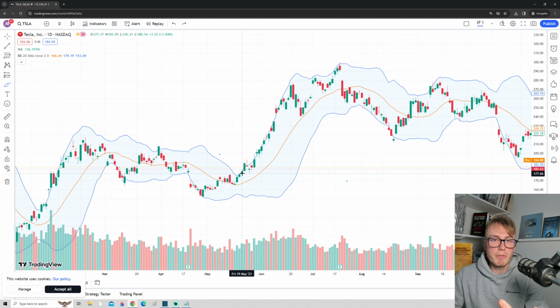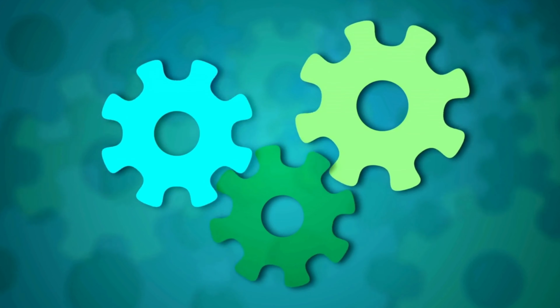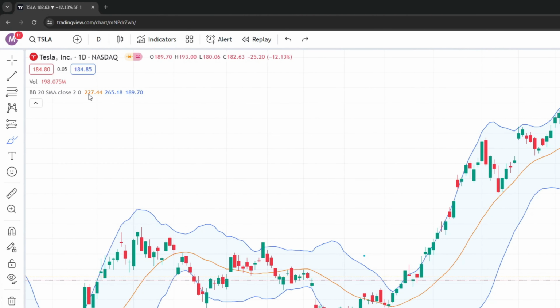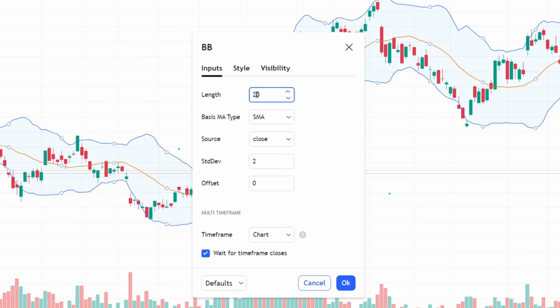Now let's take a look at something very important, and that is the Bollinger Band settings. So we want to go up here to the upper left corner where it says BB for Bollinger Bands, and we want to open up the settings tab. And the most important setting here is the length. This number tells us how many candlesticks the indicator uses in its calculations.